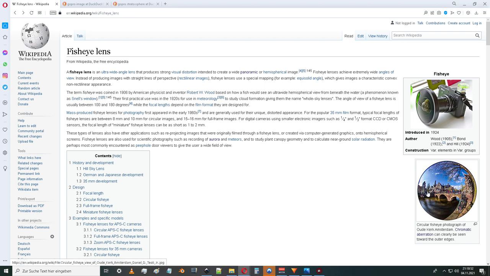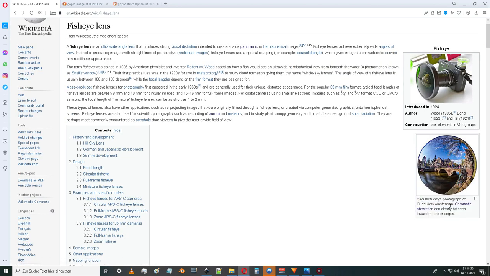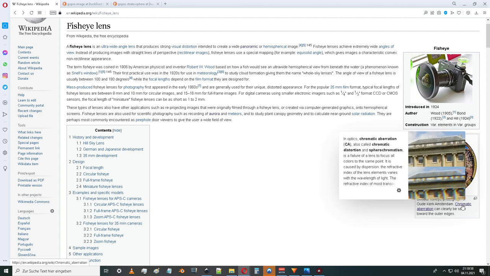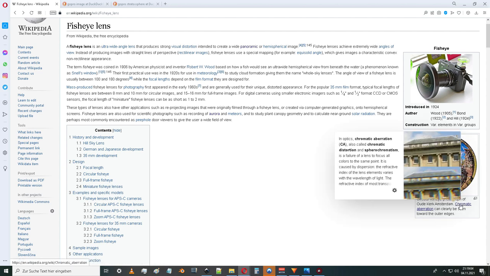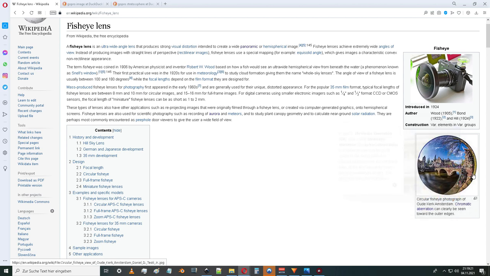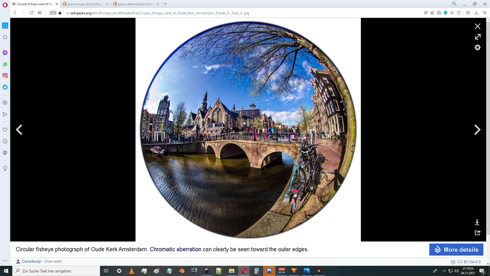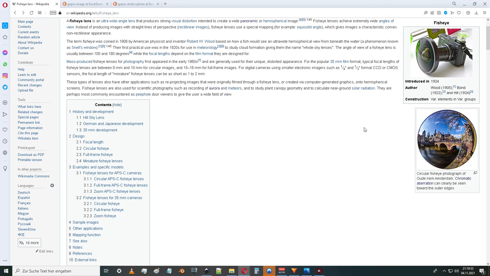Let's look at this image, a circular fisheye photograph. The chromatic aberration can clearly be seen toward the outer edges. Kind of the colors are not focused to the same point, and you get this weird 3D looking image, like with those red and green glasses, you know. There you got chromatic aberration. The colors are not focused at the same place. That's very interesting.